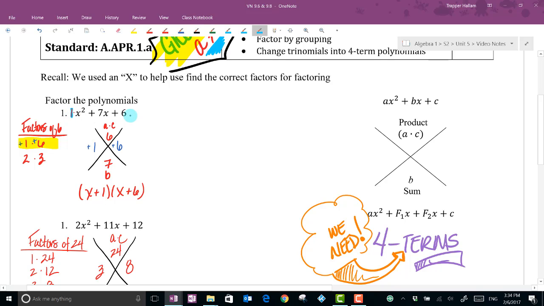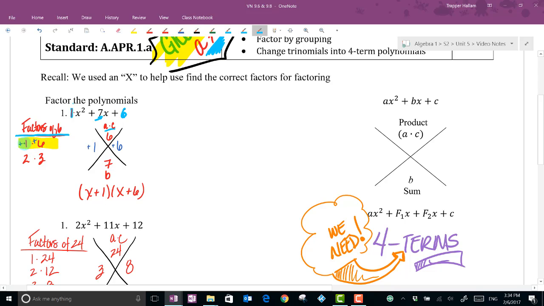So here's an example real quick, just to review. You make a nice little x. You take a times c, right? A times c is 1 here and 6 here. You multiply them together, that's 6, and then they're going to sum to 7, which you put in the bottom. So a times c goes on the top, b goes in the bottom. Then you list out your factors. What factors do you have? And those combinations of those two factors have to add to this middle bottom piece here.